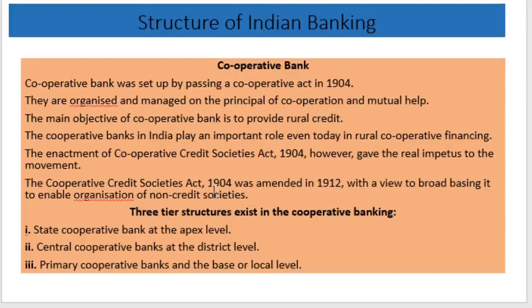The basic objective of the amendment of 1912 was the formation of non-credit societies. The cooperative societies are divided into three tiers. There are state cooperative banks at the apex level, central cooperative banks at the district level, and primary cooperative banks at the local level. This is the structure of cooperative banks in India.